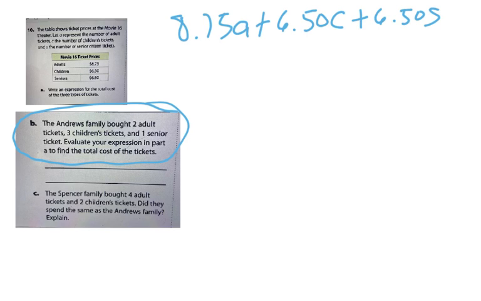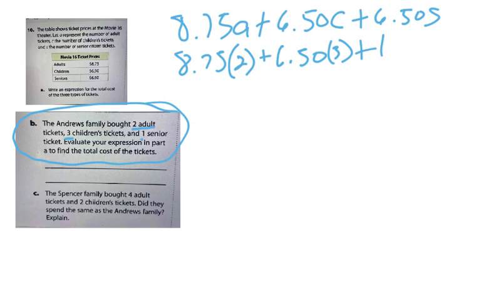Okay? So here we have 2 adult tickets. So that's going to be $8.75 times 2 plus there's 3 children's tickets, $6.50 times 3 plus there's 1 senior citizen ticket. So that's just $6.50 because $6.50 times 1 is $6.50. Okay? So then you would definitely use a calculator for that. And you need to solve.